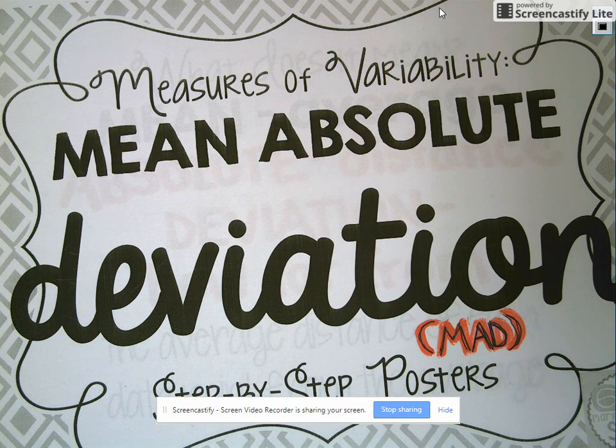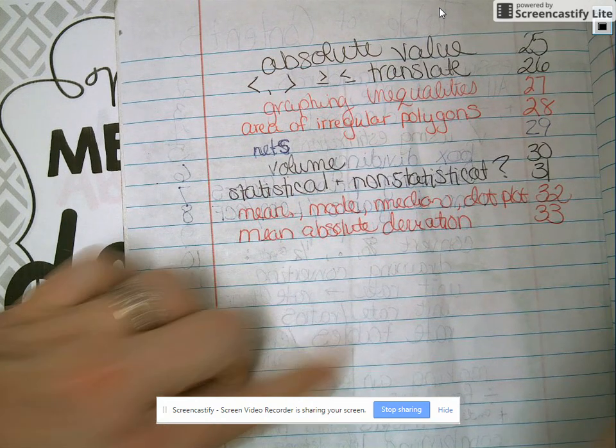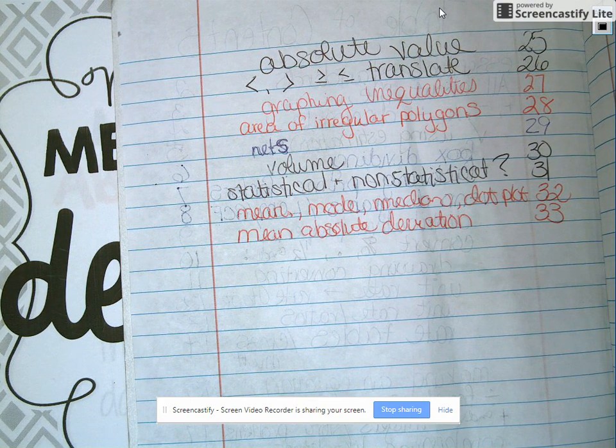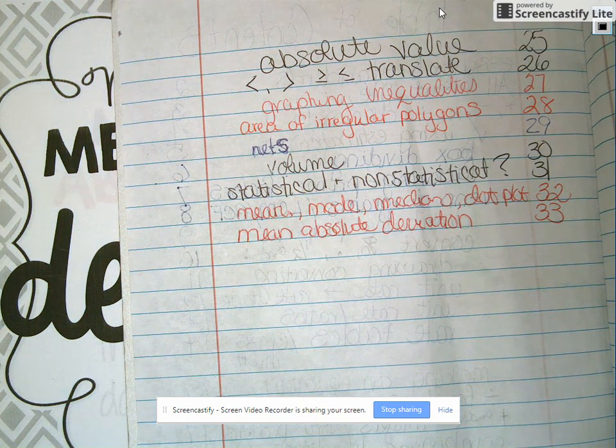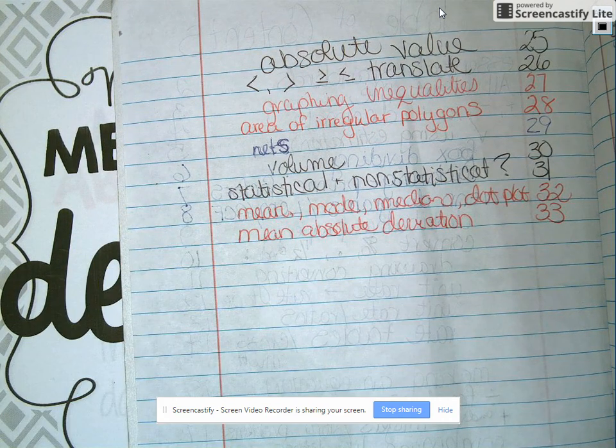Today we are talking about the mean absolute deviation. Please make sure that in your table of contents you have mean absolute deviation and add it to page 33. When you get finished writing it in your table of contents, please turn to page 33 in your notes. Write down mean absolute deviation at the top, page 33, and today's date in the upper right-hand corner. Go ahead and pause the video now so students can get this finished.